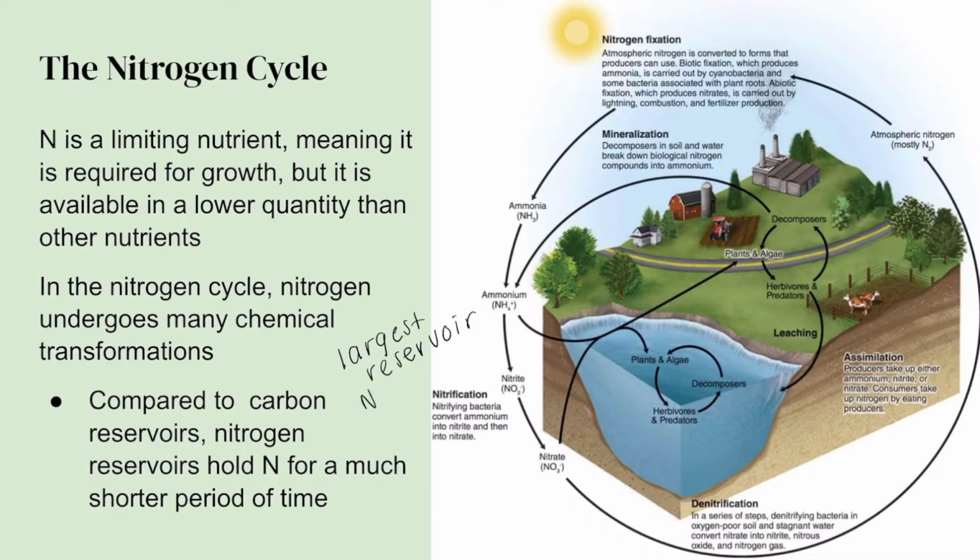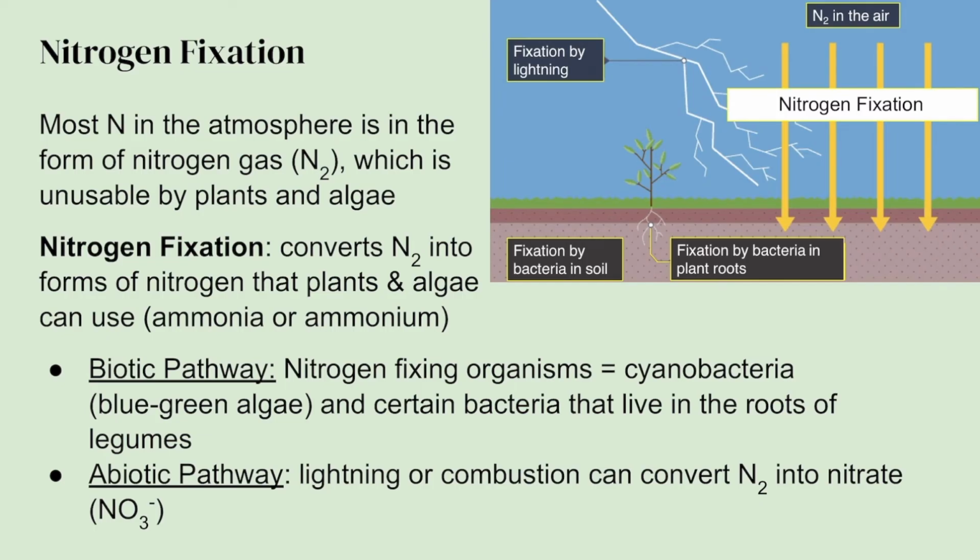The largest reservoir, so this is something you should know too, the largest reservoir for nitrogen is the atmosphere. It is made up of 78% nitrogen, and it's primarily N2, which is nitrogen gas. So the atmosphere is the largest nitrogen reservoir. It's mostly made up of nitrogen gas. So we have a lot of nitrogen gas, N2, in the atmosphere, but what's important to know about that is it is unusable by plants and algae.